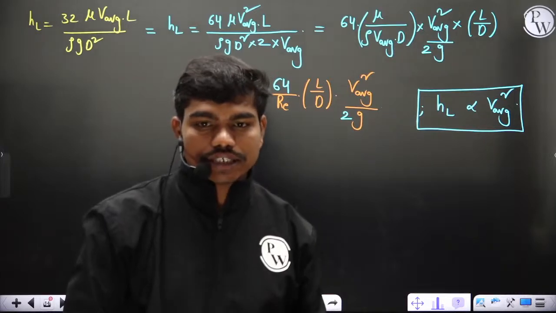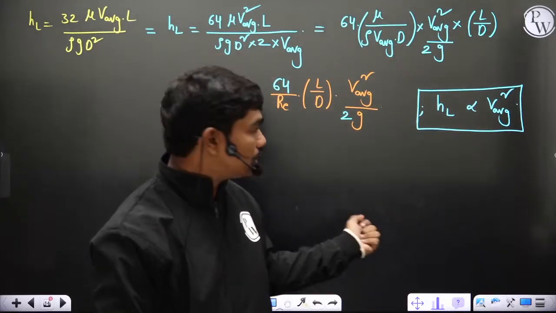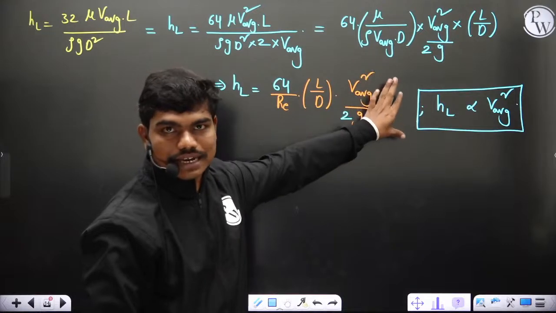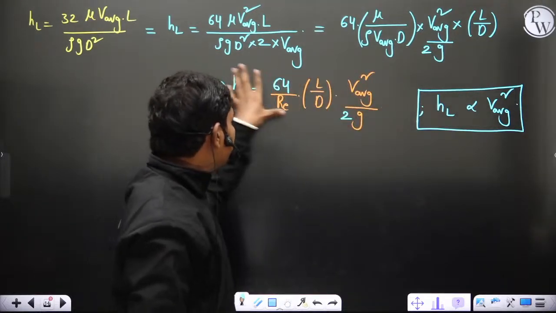LHS is equal to RHS in terms of dimension. Yes, in terms of dimension they are equal, right? This is kinetic head, you know, right? Kinetic head in Bernoulli's equation. So this is kinetic head, this is HL.